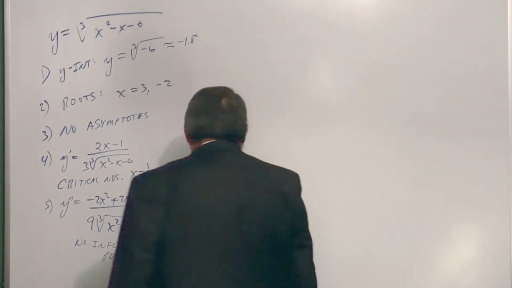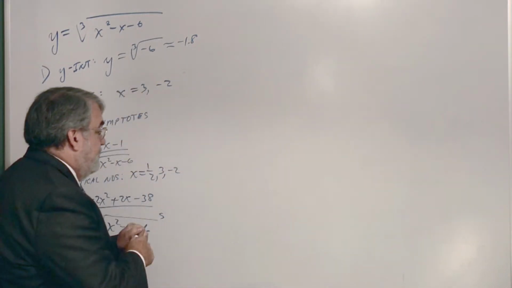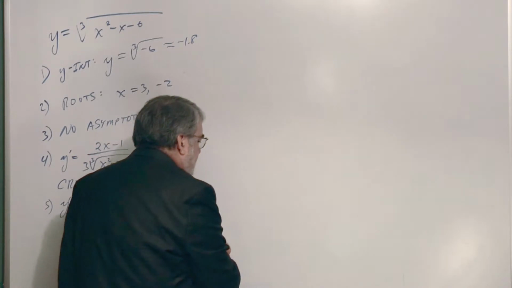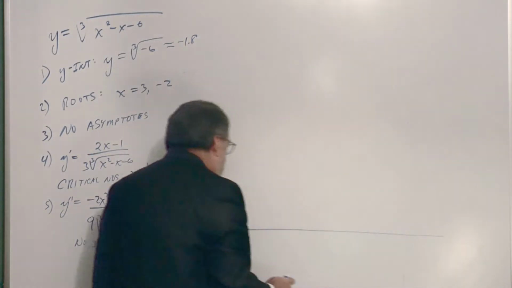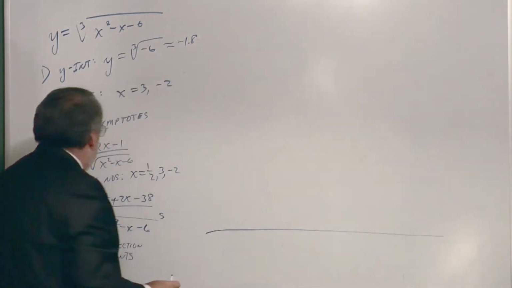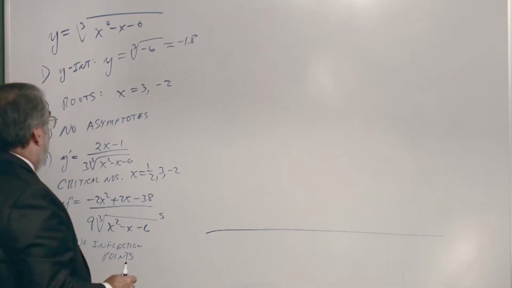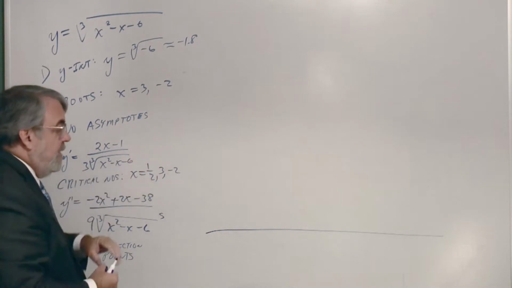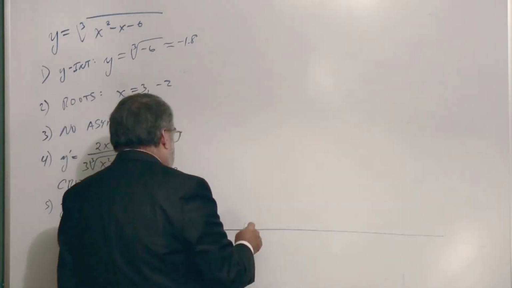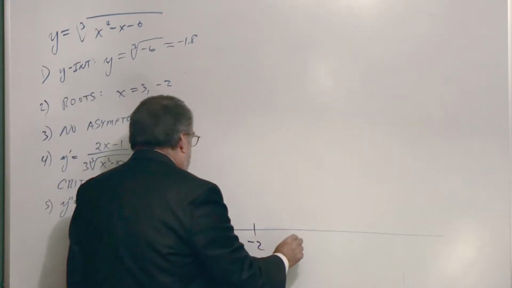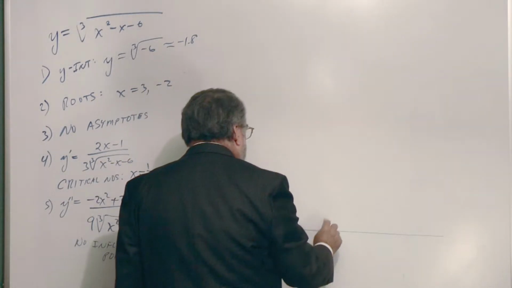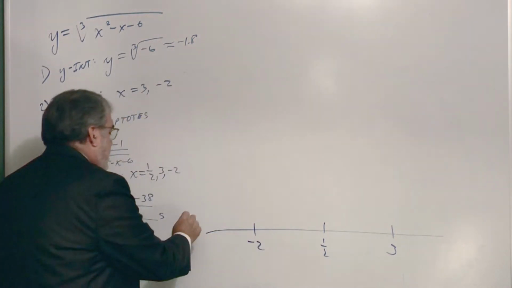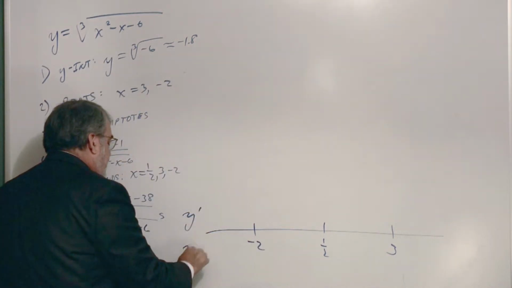Okay, now let's see what happens here. I'm going to map it out down below, and I'll draw the graph up above. The critical numbers, and there are no inflection points, so there are really only 3 numbers to put on this: minus 2, 1/2, and 3. And here is y prime, and there is y double prime.